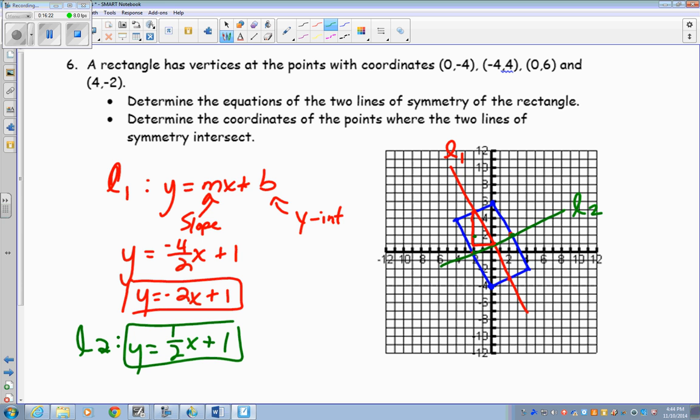They just want us to determine the point where the 2 lines of symmetry intersect. That would be at 0, 1. You can see that on the graph. So just remember, understanding lines of symmetry is also dealing with midpoints that we would use on perpendicular bisectors. So you can do that physically on the graph, or you use the midpoint formula.